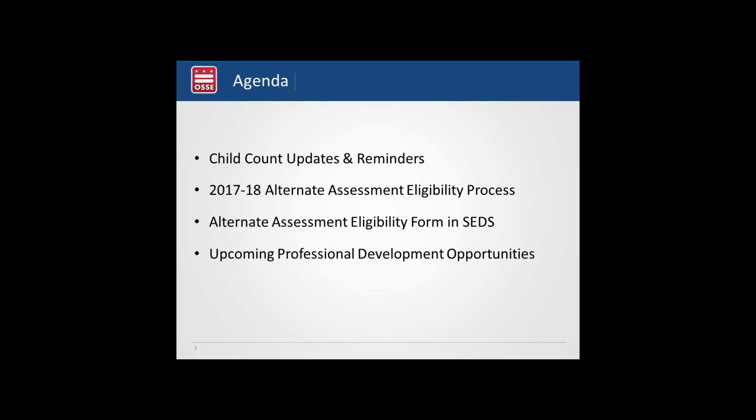Today we're going to start off with updates and reminders for child count. Then we're going to talk about the alternate assessment eligibility process for this school year, including the timeline for when you should have your roster of students identified who will be eligible for the alternate assessment and the review process that OSSE will go through. And then we're going to show you a new feature in SEDS that has to do with the alternate assessment eligibility form.